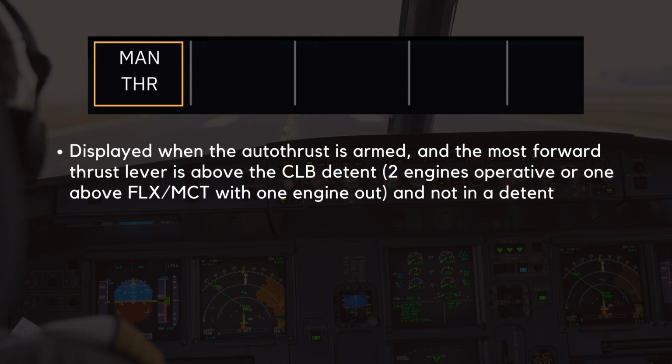Man thrust is displayed with white text in an amber box when the autothrust is armed and the most forward thrust lever is above the climb detent. Two engines operative, or one above flex MCT with one engine out and not in a detent.